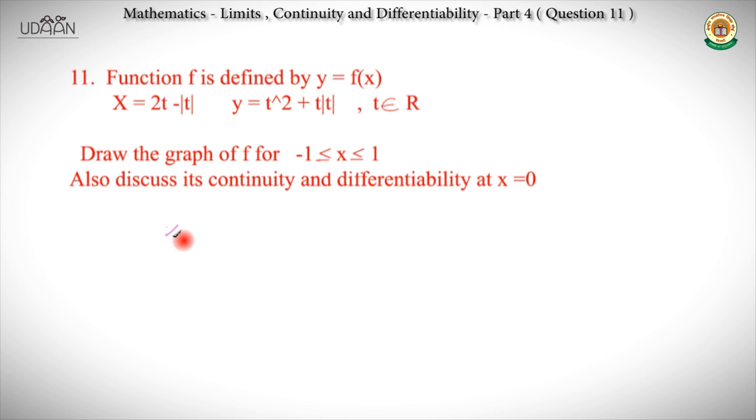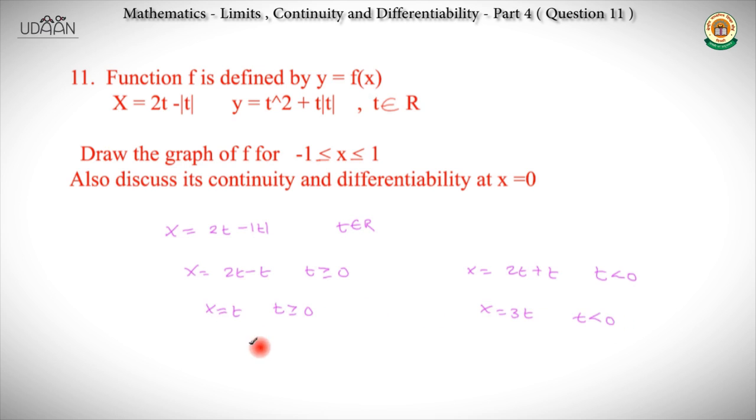Okay, so we know that x equals to 2t minus mod of t, where t belongs to R. To proceed ahead, we need to resolve this modulus function first. The critical point is 0, so we'll split this at t equals to 0. So x equals to 2t minus t for t greater than or equals to 0, and x equals to 2t plus t for t less than 0. So x equals to t for t greater than 0 and x equals to 3t for t negative.